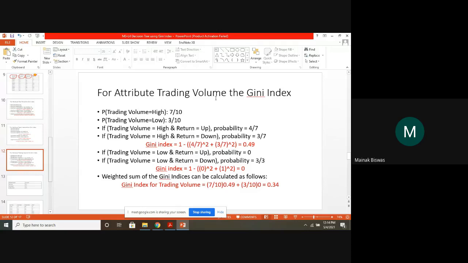For the attribute trading volume, the Gini index splits into 7 by 10 and 3 by 10, for high and low. So again, we computed the Gini index for trading volume high, where return is up and down, and we calculated 0.49. If the trading volume is low, return up and return down is 0 and 3 by 3, so it is around 0. So the weighted average is 0.34.